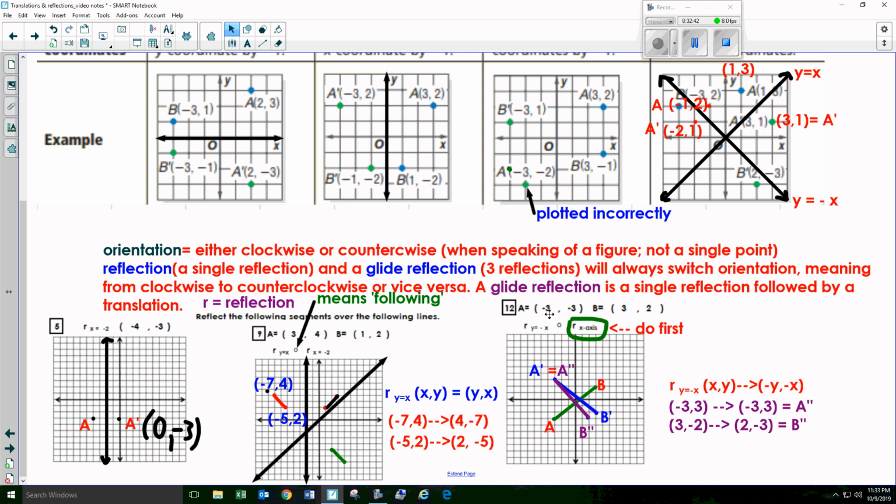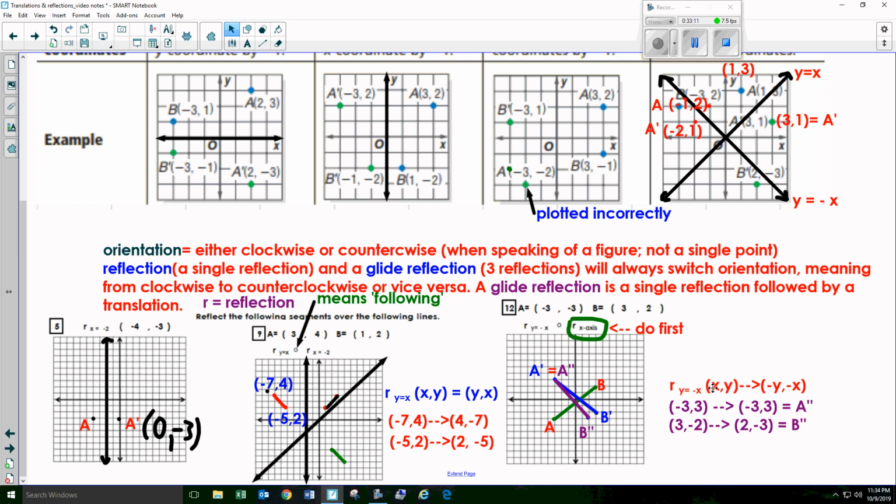So plot the two. Here's my A and my B. I reflect over the x-axis. So I count up 3, 3, 2, 2. So the blue you can see is A prime and B prime. Reconnect them. Then this is over the line y equals -x. So again, write down the rule for it, even though you have it up here in your notes. Write it down again to help you memorize it.